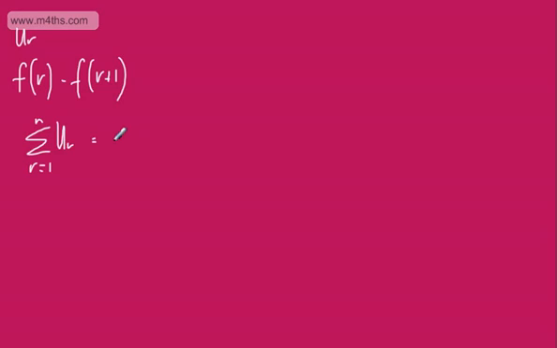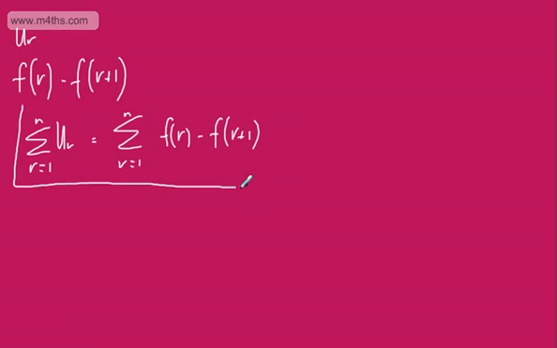we can set this equal to the sum from r equals 1 to n of f of r minus f of r plus 1. So if it can be expressed in this form, then we can find the sum of the series by simply evaluating from r equals 1 to n the sum of f of r minus f of r plus 1. Now that probably means absolutely nothing to you.